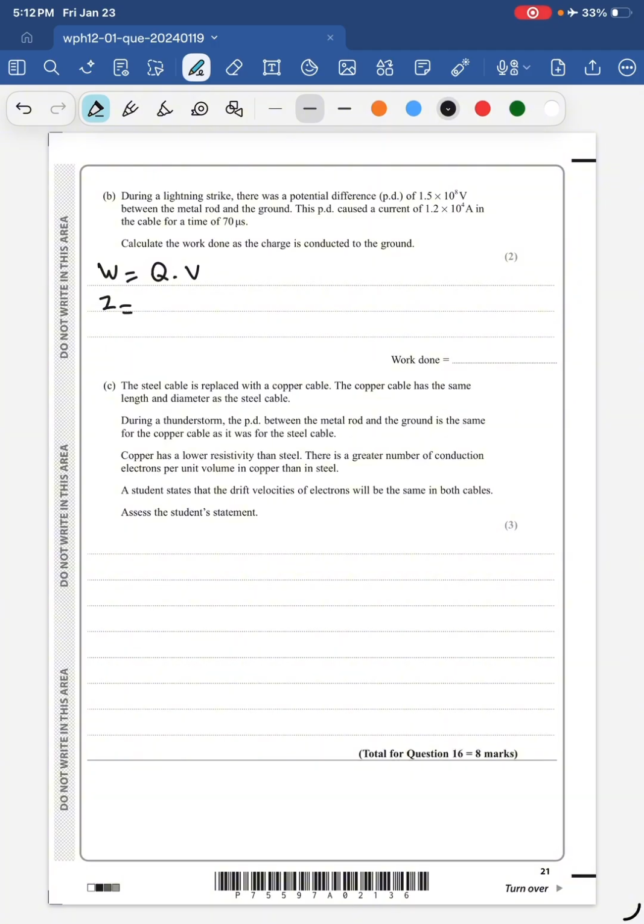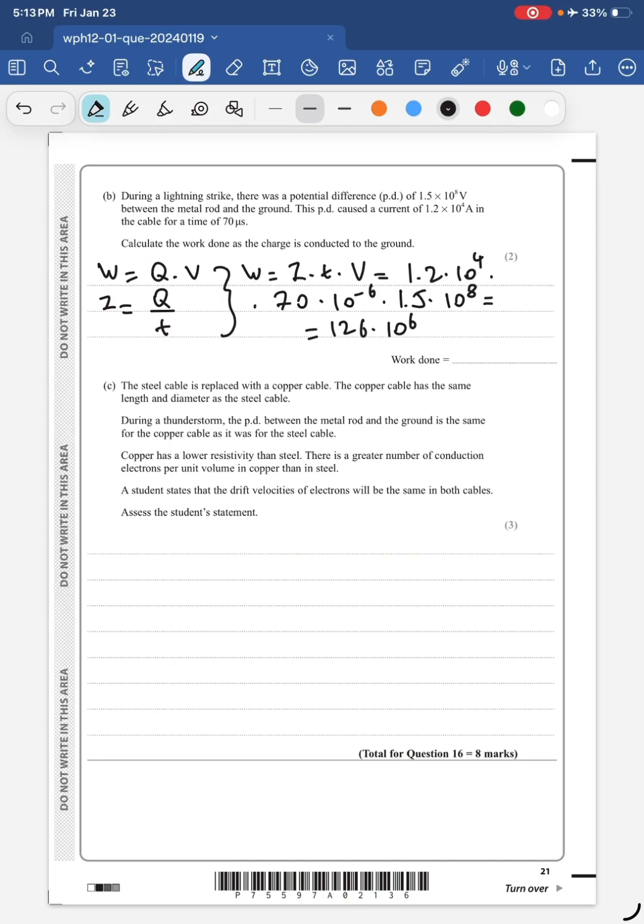We can use the definition that the current is charge per time. And if we combine these two, we find that the work done is equal to the current times the time times the voltage. Okay, so this is a simple multiplication. The current is 1.2 times 10 to the 4 amps. The time is 70 microseconds, so 70 times 10 to the minus 6. And the voltage is 1.5 times 10 to the 8.